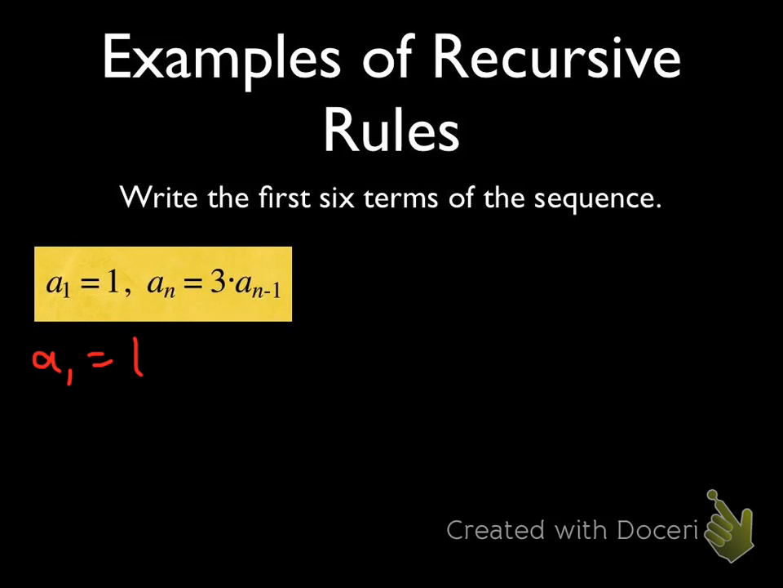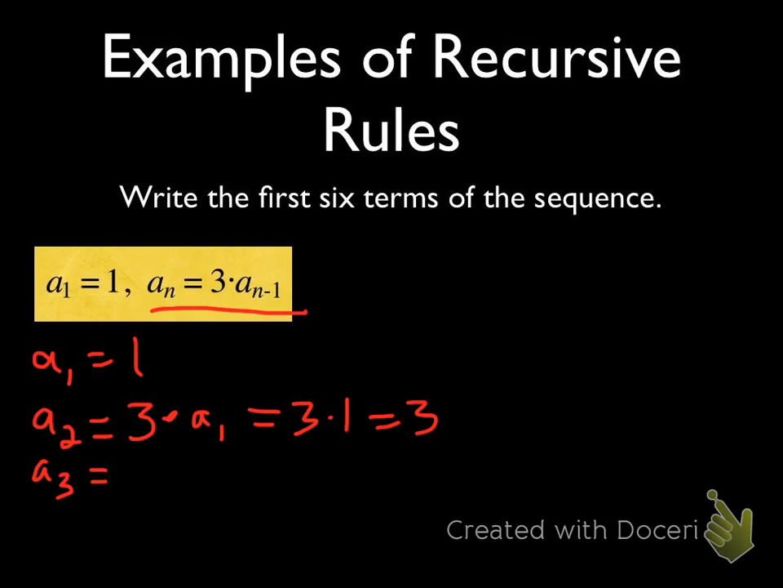Now let's find a sub 2, which is the next term. A sub 2 equals, now if I look at my rule up here, it says 3 times the previous term, or the term right before a sub 2. So this is going to be 3 times a sub 1. Well, we already know a sub 1 is 3 times 1, so that's going to be 3. All right, a sub 3, we're going to do the same thing. Take 3, multiply it by a sub 2. That's going to give me 3 times 3, which is 9.